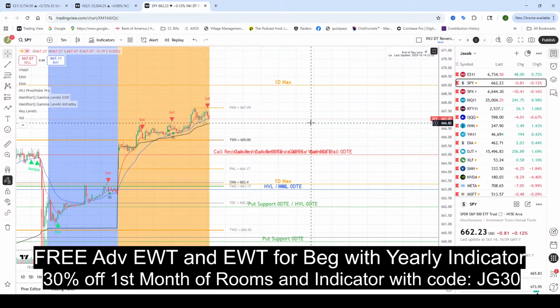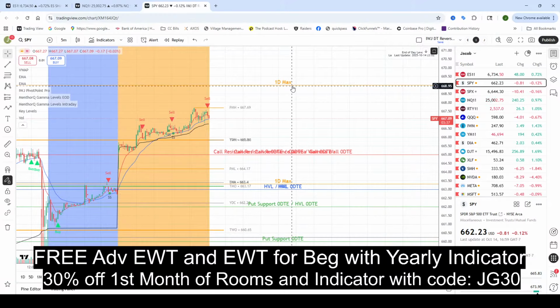So what you're seeing on the screen is our indicator. That's the sells you'll see here and the buys at the bottom. And you're seeing Mentor Q. Both of those, there's links in the description on how to get them and test them out.